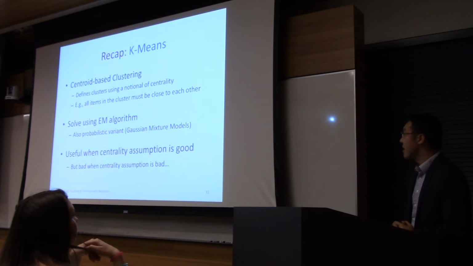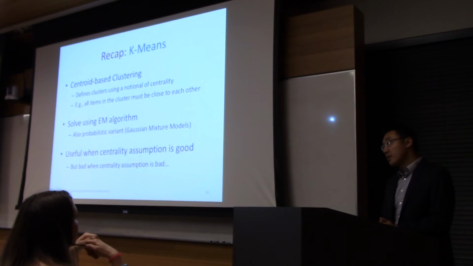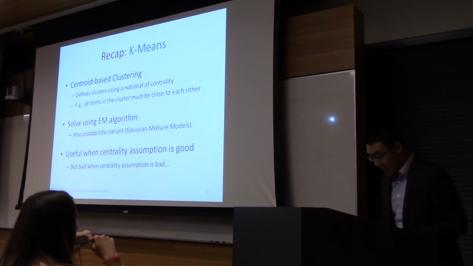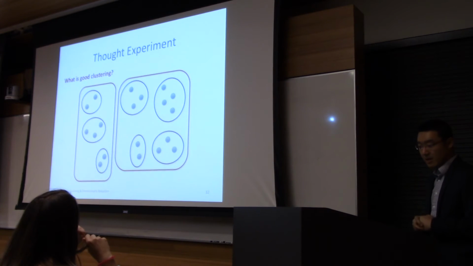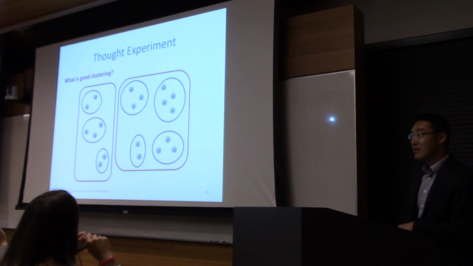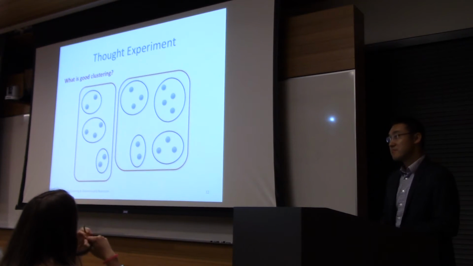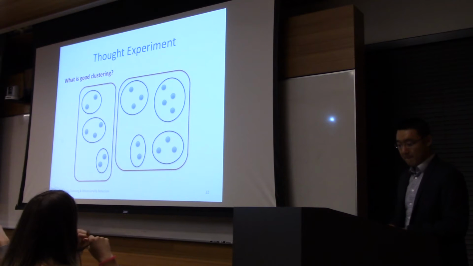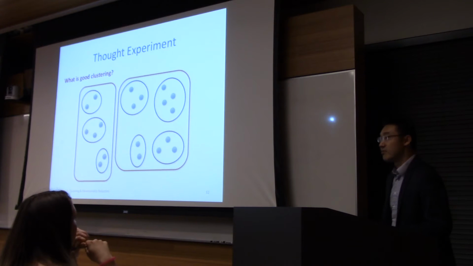And k-means and similar clustering methods are useful when the centrality assumption is good. But they can fail or not work so well when the centrality assumption is bad, right? And so here's a thought experiment. I'm giving you some data sets, and I'm giving you two clusterings, right? One in the black and one in the orange. It's actually unclear which one is the preferred cluster. It may even depend on the application that you're going to use it for. And that's because the notion of centrality here is much weaker than in the data set that I showed you in the previous example.